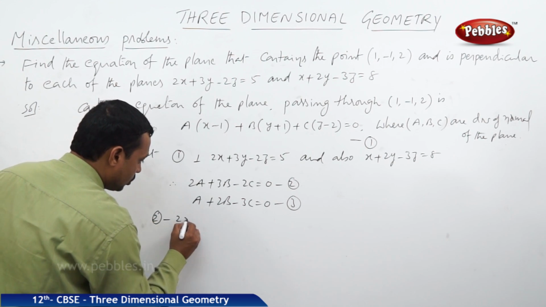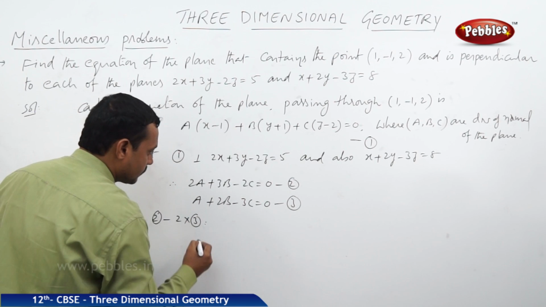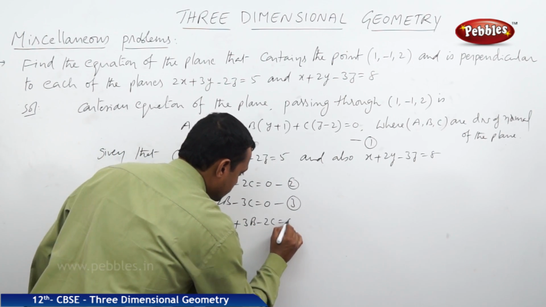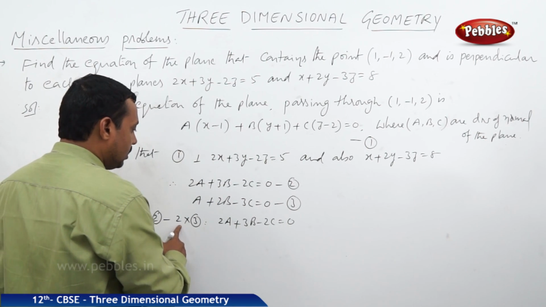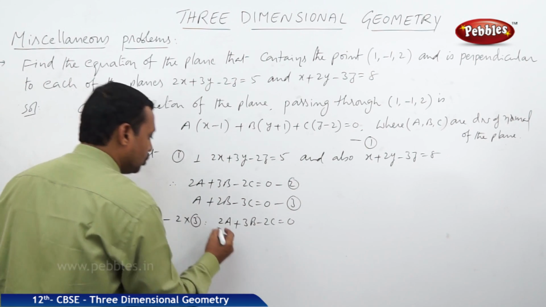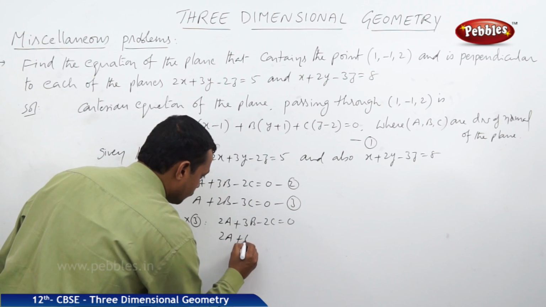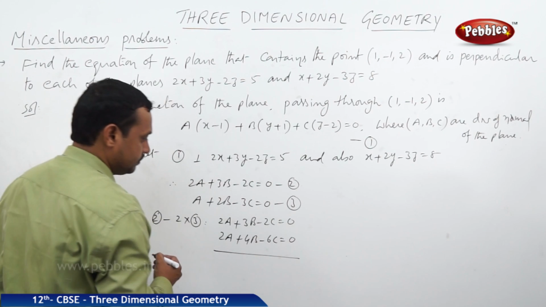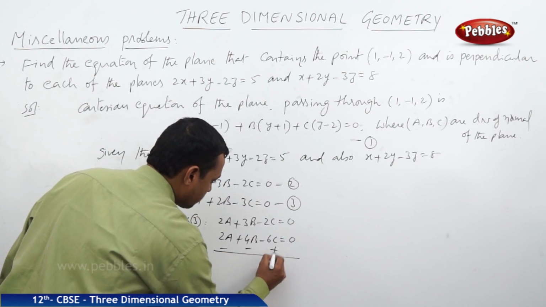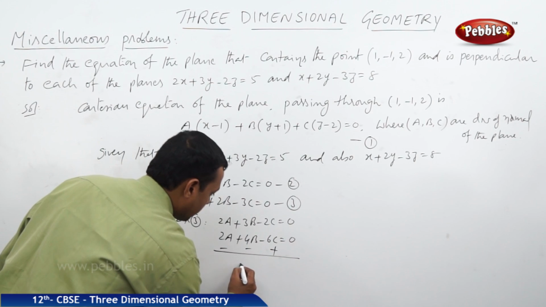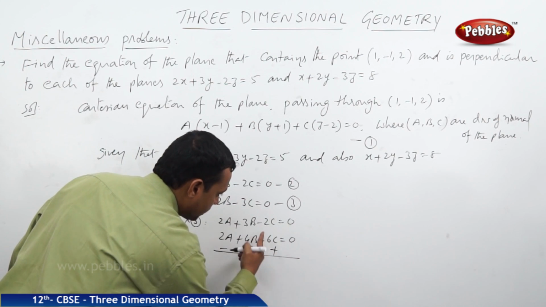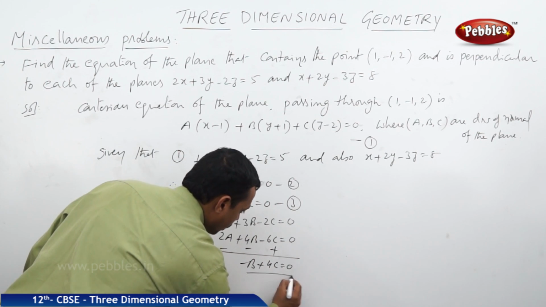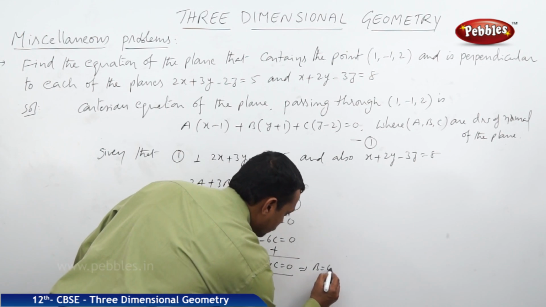The second equation is 2a + 3b - 2c = 0, and multiplying the third equation by 2, 2a + 4b - 6c = 0. Now, subtract them. It is minus, minus, plus. Now, both get cancelled. Minus b, and what about this? -2c + 6c, that is 4c, is equal to 0. Therefore, b = 4c.